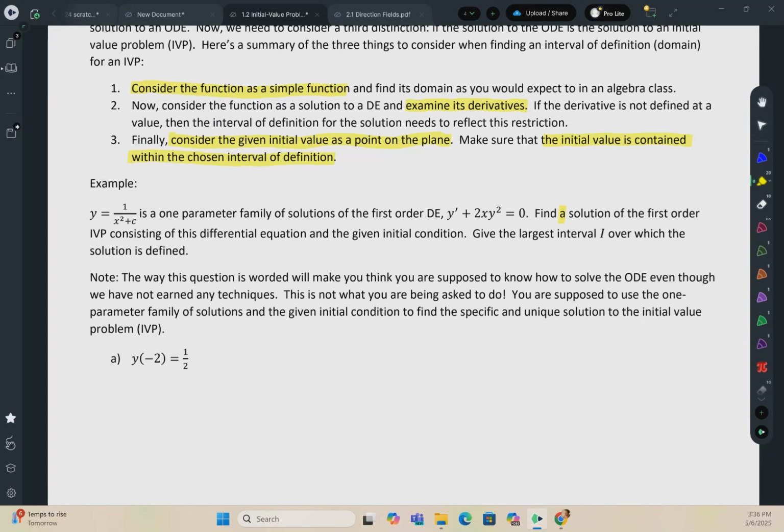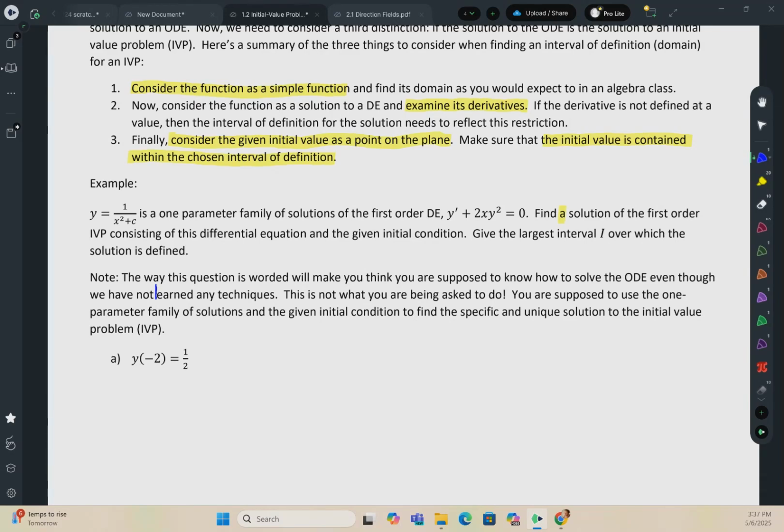So we want to find a solution of the first order initial value problem consisting of this differential equation and the given initial condition. And then we want to give the largest interval I over which the solution is defined. So just a note is that is really talking about what I just said. The way the question's worded, it makes you think that you're supposed to solve the ODE even though we've not learned any techniques. I just found a typo. We've definitely not learned the techniques. So we're not being asked to do that. And I can't stress that enough in this chapter.